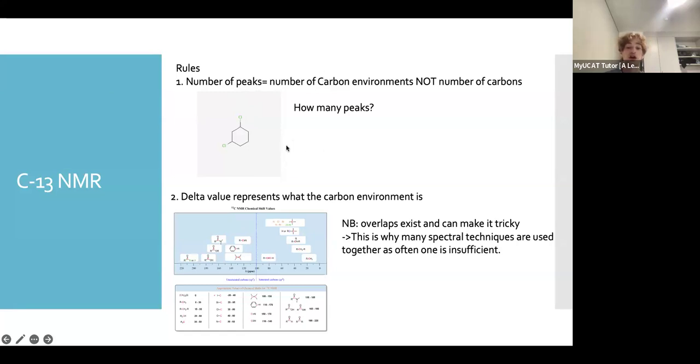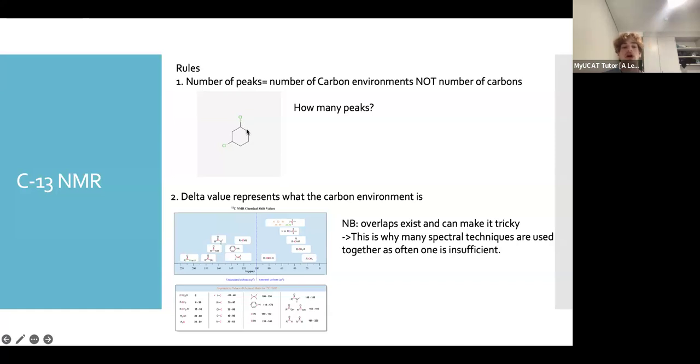You do need to be able to know how to identify a carbon environment, and I did just go through that on the previous slide, but essentially you should make a list in your head of what is bonded to each carbon. If it's identical to a different carbon, then they're in the same environment. Oh, so you don't understand the shifts.